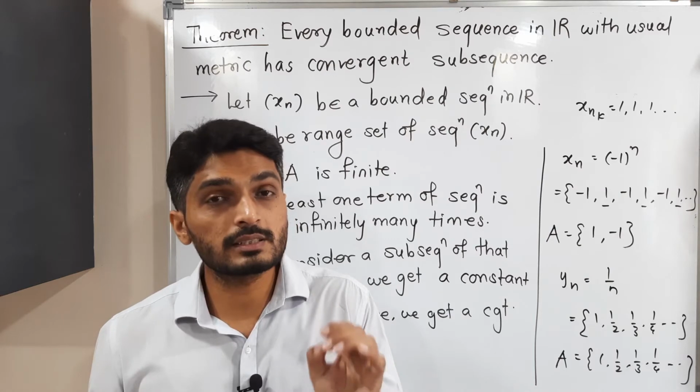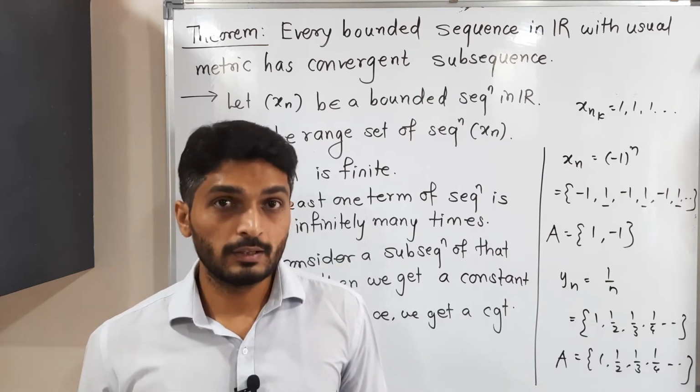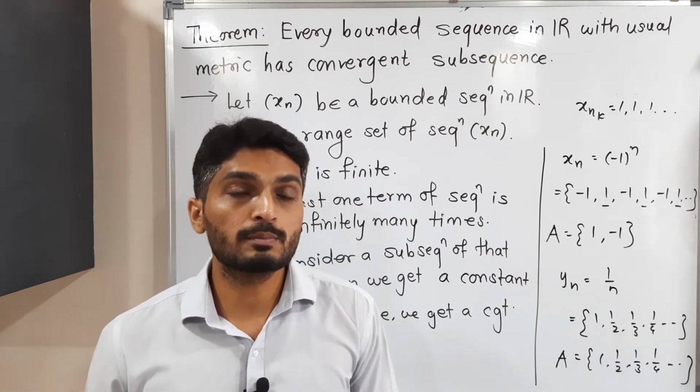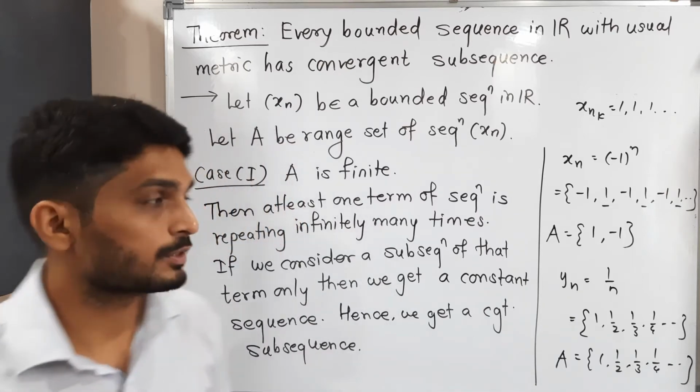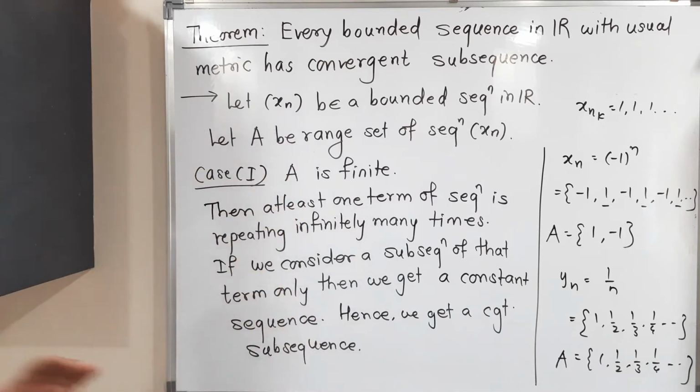So we will consider a subsequence of that term only. So we get a constant subsequence, but a constant sequence is convergent. So that's why we get a convergent subsequence. All such things I have written here. Okay, make a screenshot of it. After that, we will go for the second case.